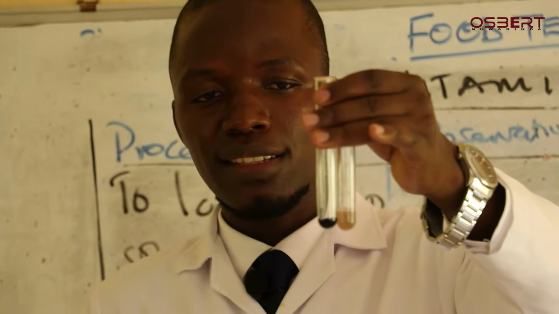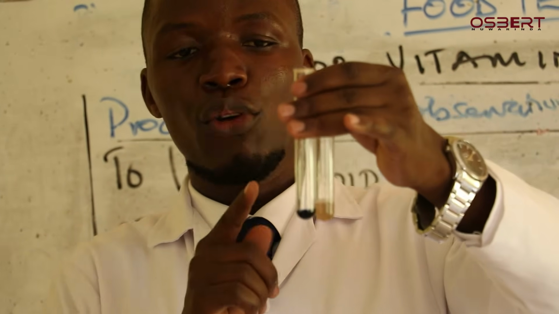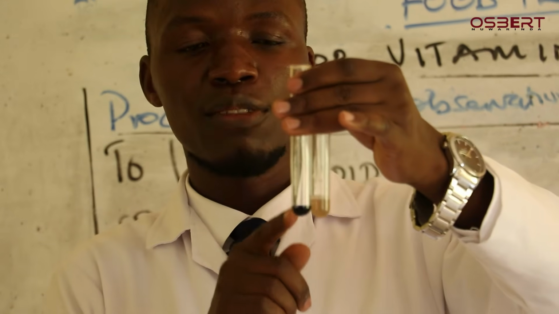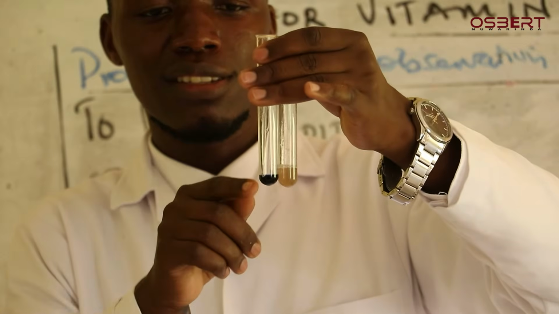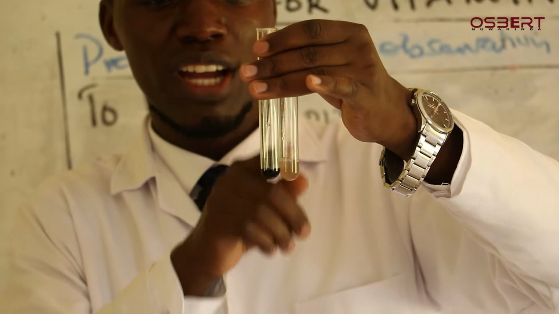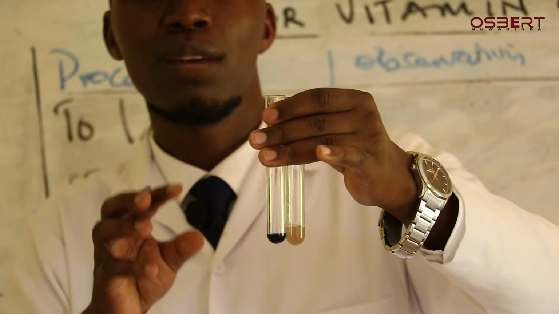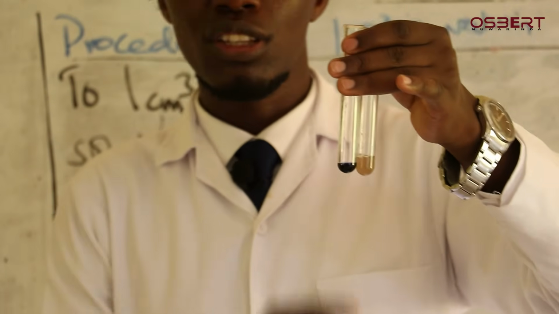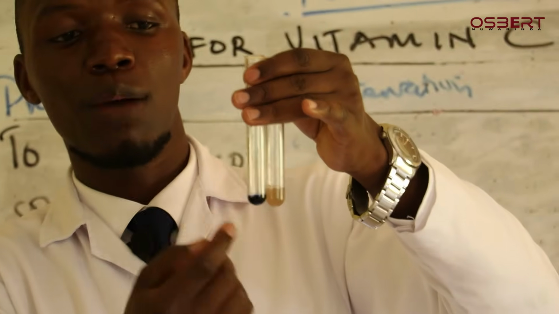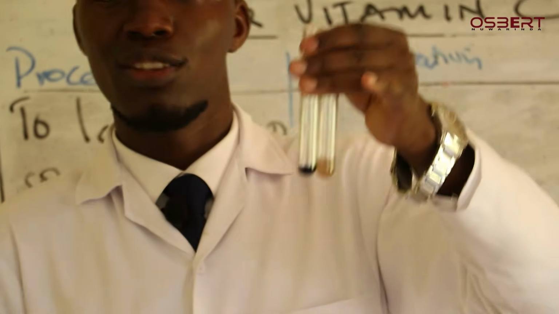So we are saying that if you have a food solution which has got vitamin C, and you get DCPIP and add the food solution into it, the deep blue DCPIP solution changes into colorless. So it means now this DCPIP has turned from blue to a colorless solution.